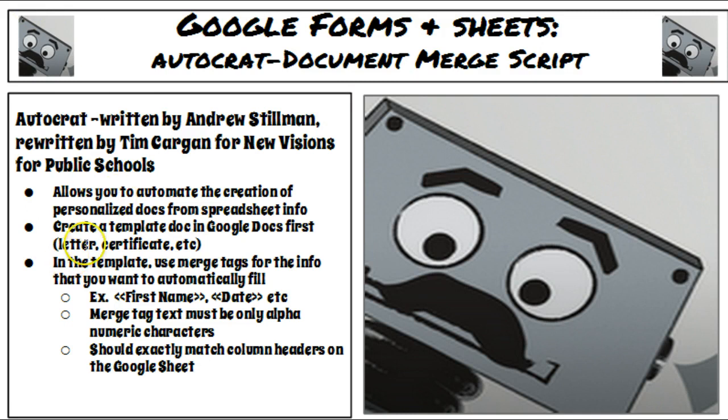In order to use it, you first have to have a template document in Google Docs, such as your letter or certificate or whatever. And in the place where you want those names and dates and words to be filled, you use merge tags for that information. That sounds complicated, but really it is not. It's just the word you want to have in there with two brackets on either side of it.